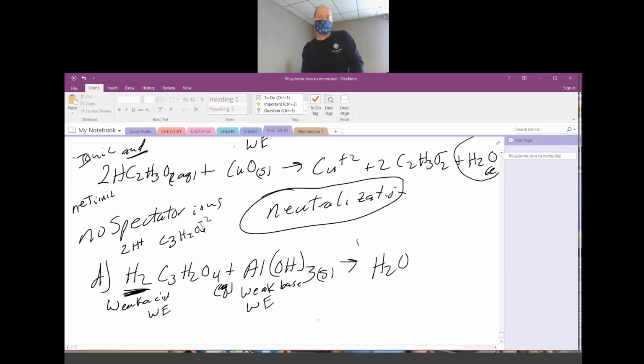Your C3H2O4 minus 2 is going to go with the Al plus 3. This is in the plus 3 column, and you also know that the OH is minus 1. When you're doing your double replacement, you have to make neutral molecules. All molecules are neutral. The minus 2 here and the plus 3 for the aluminum, the least common multiple is 6. And so you need Al2, then you need parentheses C3H2O4 sub 3.